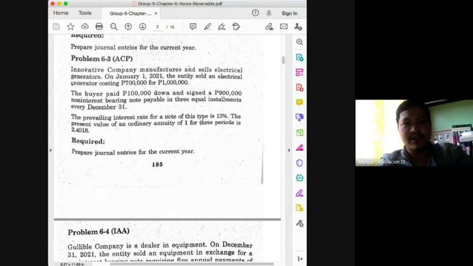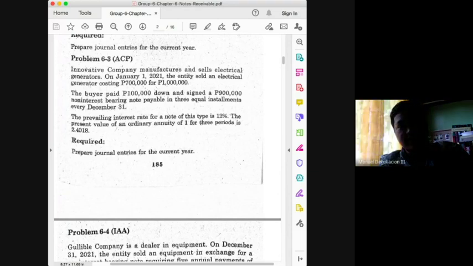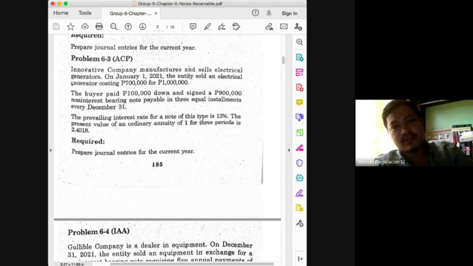Okay, what do we mean? Because we know that the 900,000 includes payment for the interest, and payment for interest should not be considered as part of your sales revenue. It should be recognized separately as interest income. So to get the correct sales price, or the correct sales revenue figure, you will have to remove the interest component.